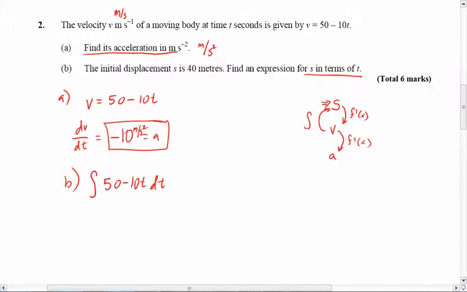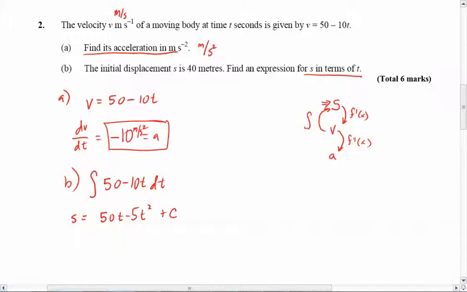We are going to need to add the c at the end because we don't know where we are. We just know how fast we're moving. So we take the integral of a constant, which will give me 50t. And then here the t will become t squared, and then I will divide by the 2, so 10 divided by 2 would be minus 5t squared, and of course I do need the c on the end. That will be the displacement.